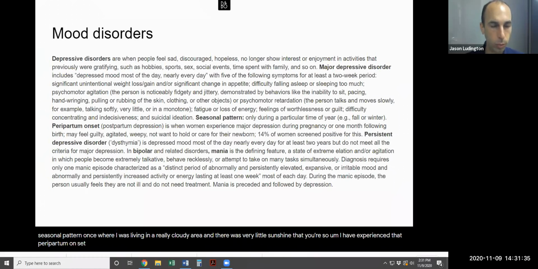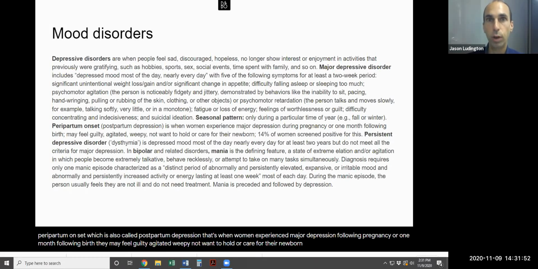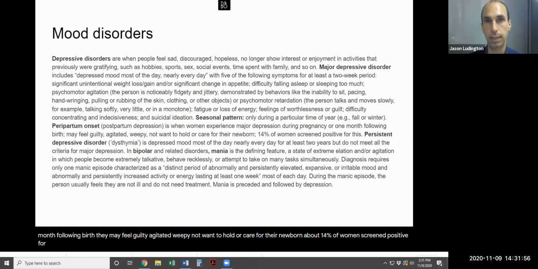Peripartum onset, which is also called postpartum depression. That's when women experience major depression following pregnancy or 1 month following birth. They may feel guilty, agitated, weepy, not want to hold or care for their newborn. About 14% of women screened positive for this. That's a surprisingly high number.